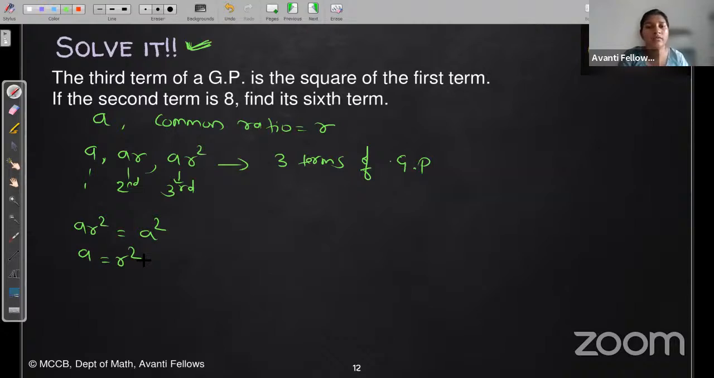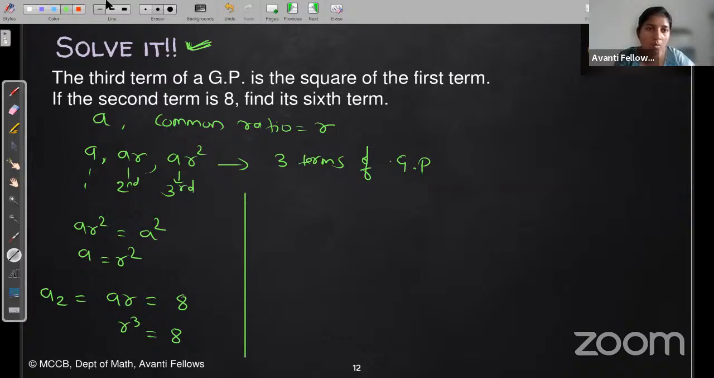Now, if the second term is 8, find its sixth term. So the second term, that is A2, is equal to A into R is equal to 8. We already know what the A value is, so R cube will be equal to 8. Now, if R cube is equal to 8, what do we get here? R is equal to 2, right? We got the R value. We know AR is equal to 8. So what will be the A value? A into 2 is equal to 8. A will be equal to 4.